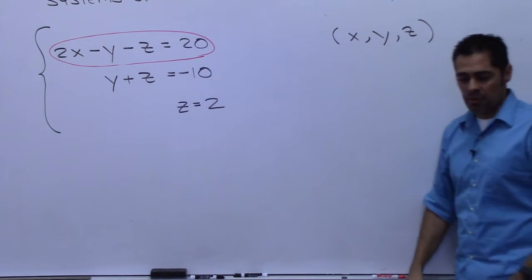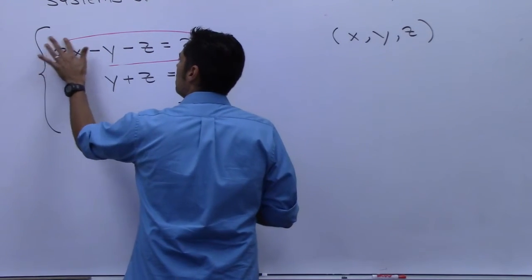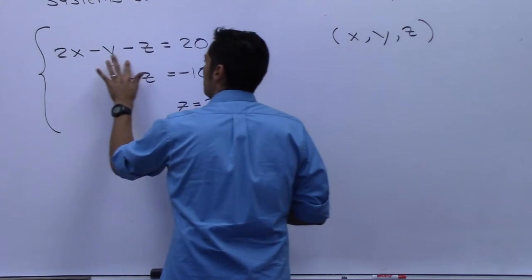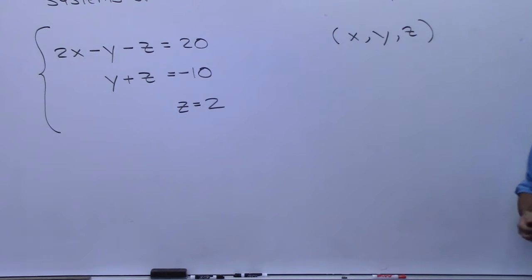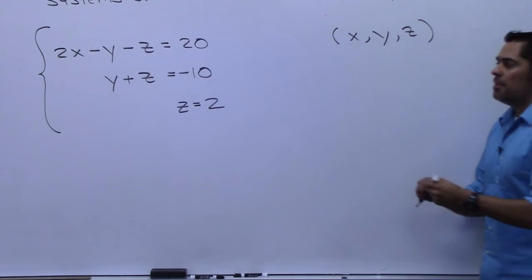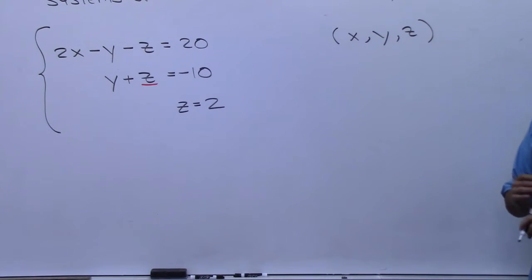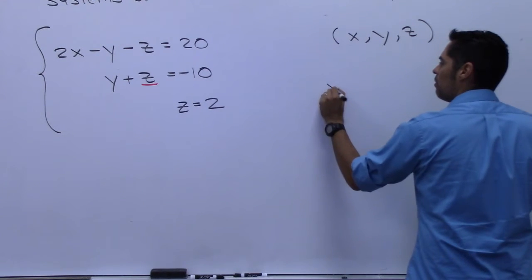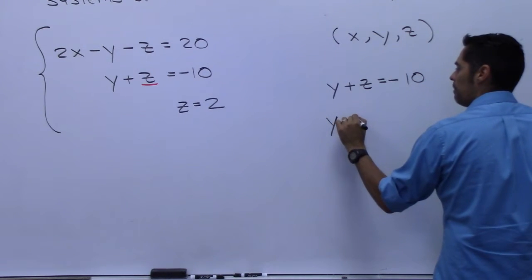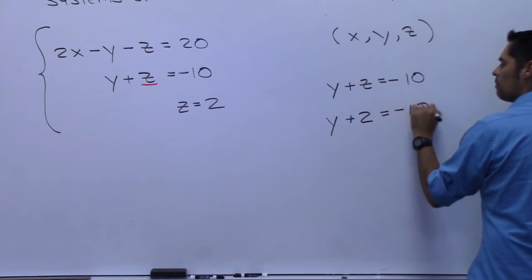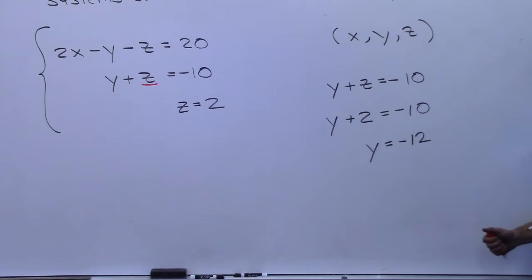Now let's actually go through and do this. Before I sidetracked you on that thought, I said we want to find x, y, and z that make this true. And someone said, we know what z is, don't we? If I know what z is, then I can come up into the second equation and figure out what y is. If I write y plus z equals negative 10 and replace the z with 2 and move it over, I know y is equal to negative 12. So now I know what y is.